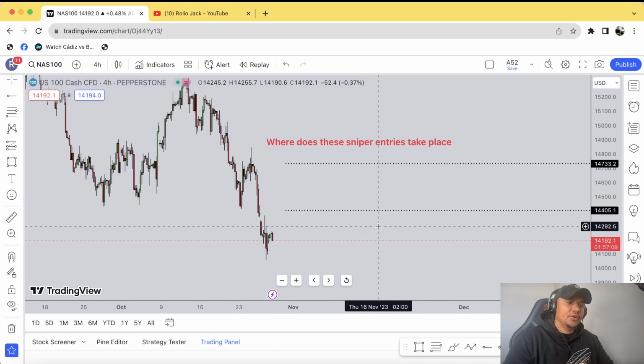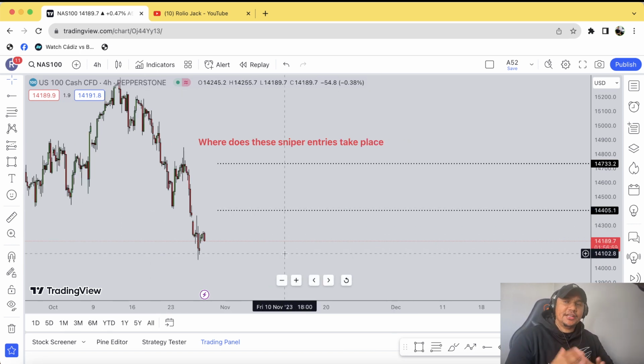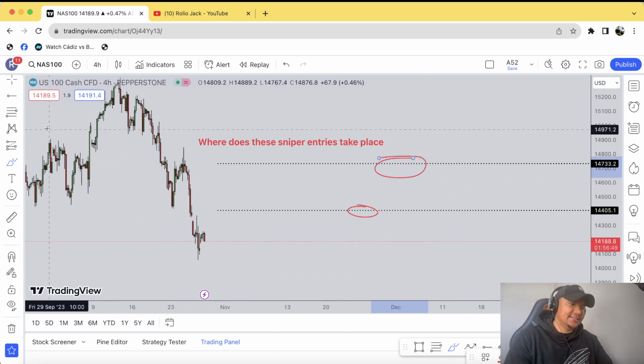Now, you should know what support and resistance are. If you don't know what it is, I would recommend that you go look at the video that I have created called Market Structure, right? Now, support and resistance is where these levels take place from. People are more likely to buy at support and they are more likely to sell at resistance.